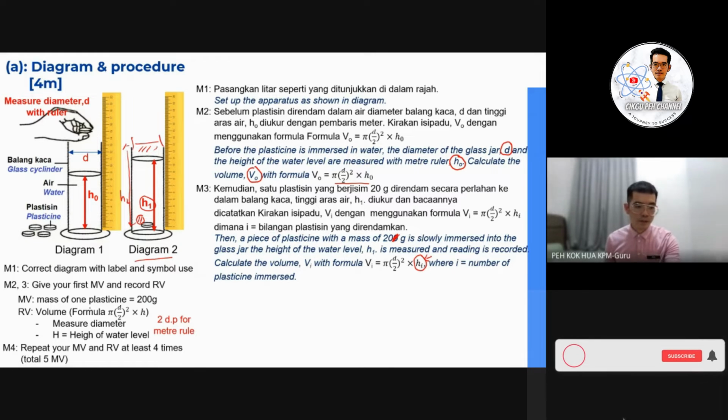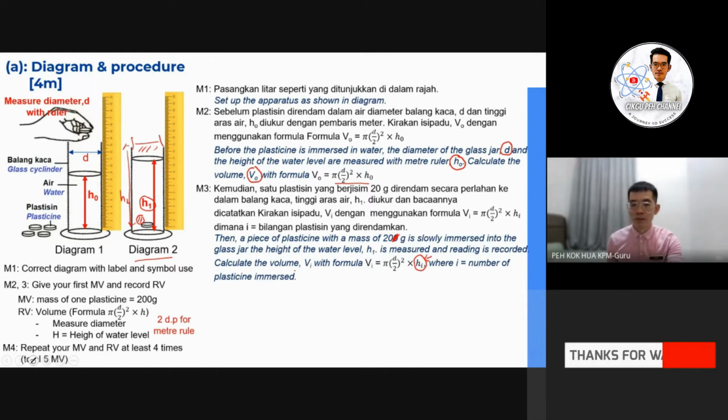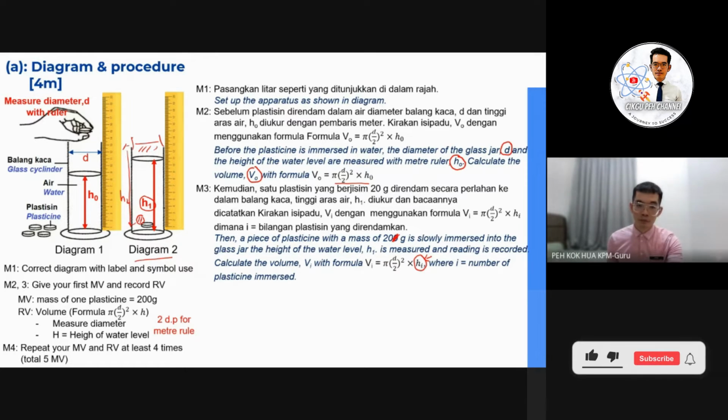Okay, and then the fourth mark here, you have to give the repeating value for your manipulated variable and the responding variable. So normally it will be at least 4 times. In total you will have 5 manipulated readings together with the responding variable. Okay, but actually if I say 3 points is enough for plotting the graph, normally we will request a minimum of 5 manipulated variable readings here.